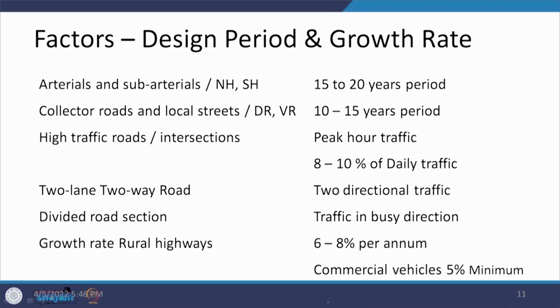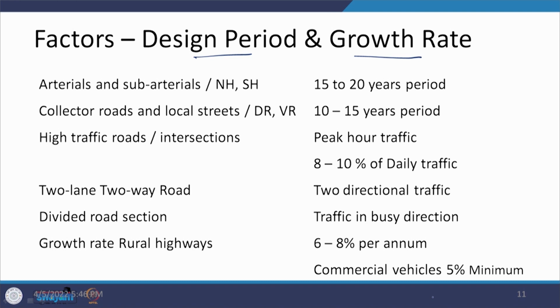Now, let us look at another factor. This other factor is the design period and the growth rate. Design period is required because you are going to project the things to a particular year and then you are going to design the facility for that year's traffic. So, that is why we require it.